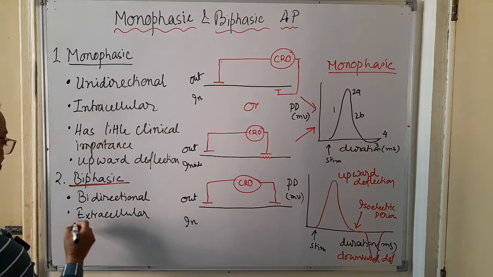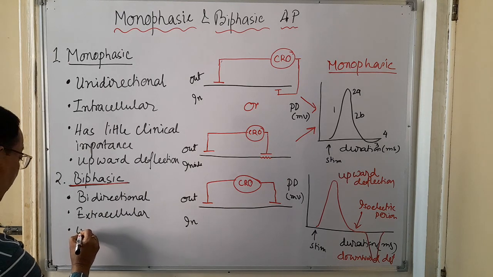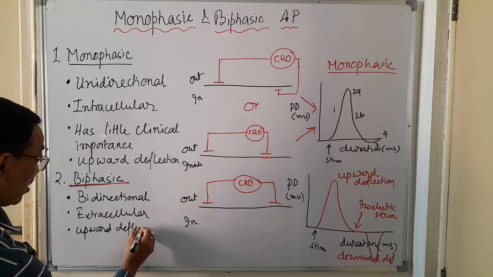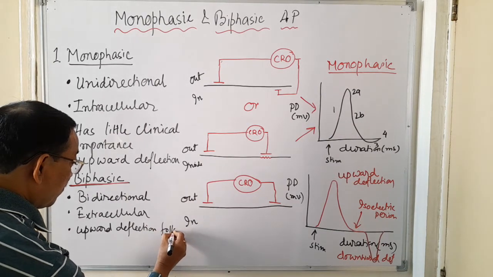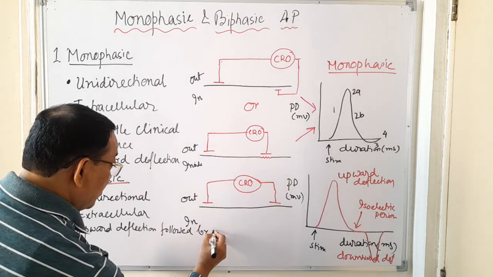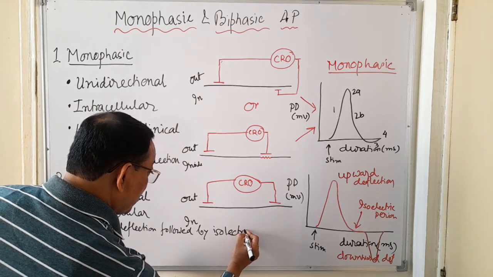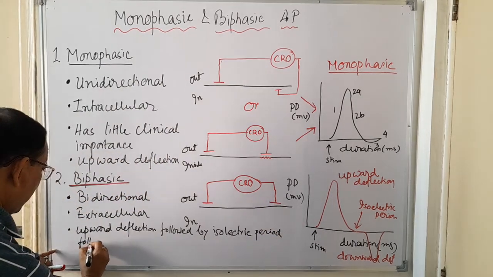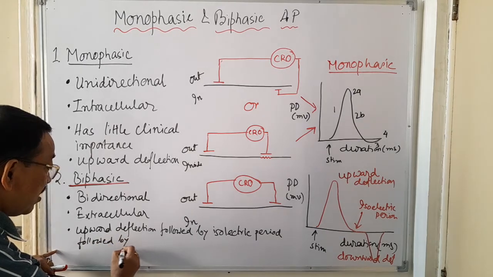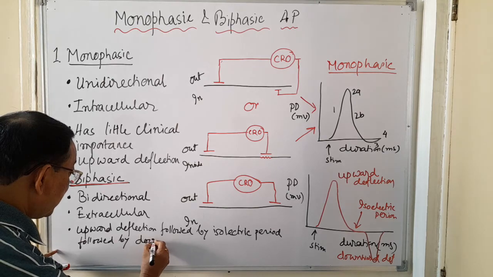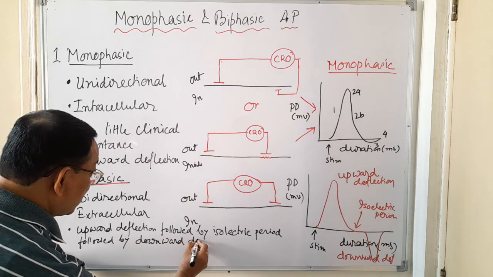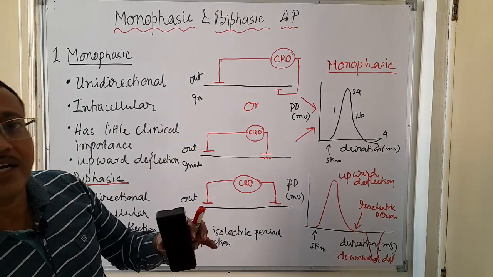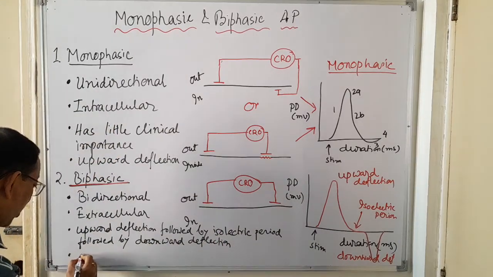So it is the extracellular recording, and in this case the action potential will be recorded as an upward deflection, followed by an isoelectric period, followed by the downward deflection. And this type of recording of the action potential is very, very important clinically. So it is clinically more important.